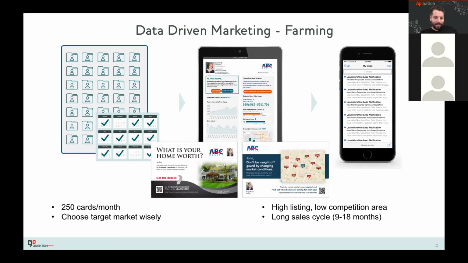Right. And one thing I want to touch on is this high listing, low competition area. Whenever you're doing your research to figure out what the perfect neighborhood for you to farm is, I know we all want to be the go-to person for $1 million homes and above. But that's going to be such a saturated market. Everybody is going to be trying to get in there. What we suggest is a 25% neighborhood. What that means is you're able to get in, be the market expert, be the name for a neighborhood, and 25% of those listings go to you or your team.